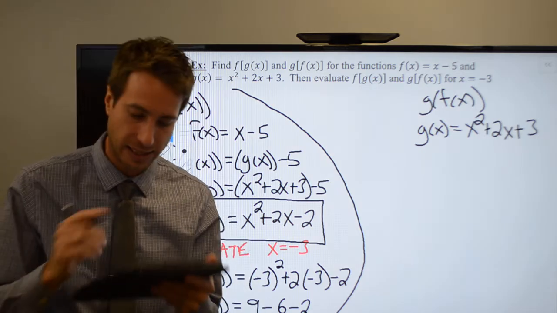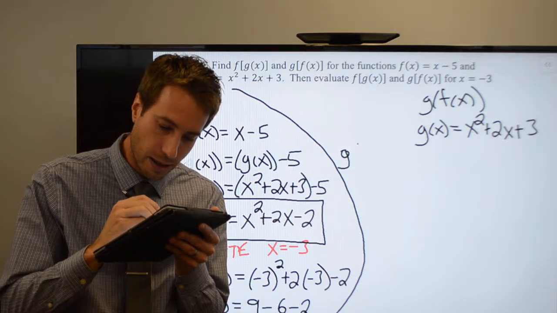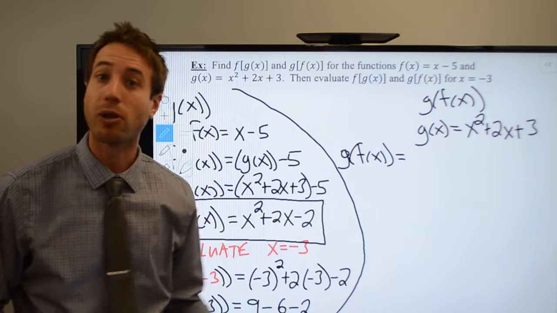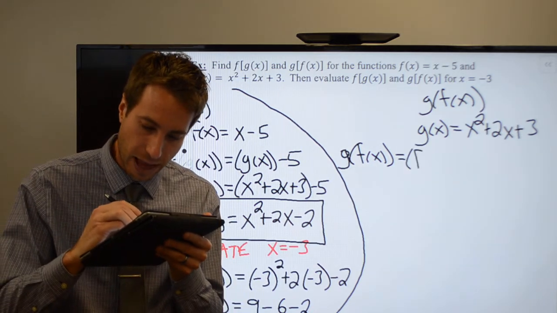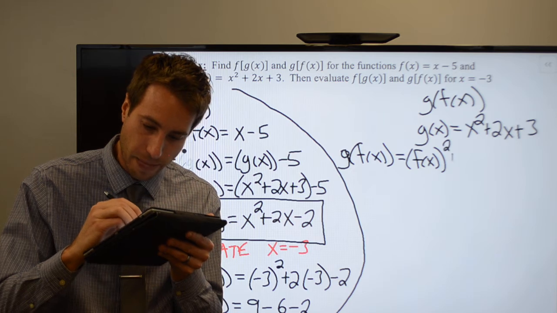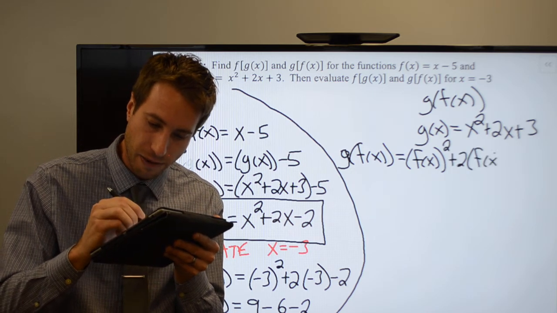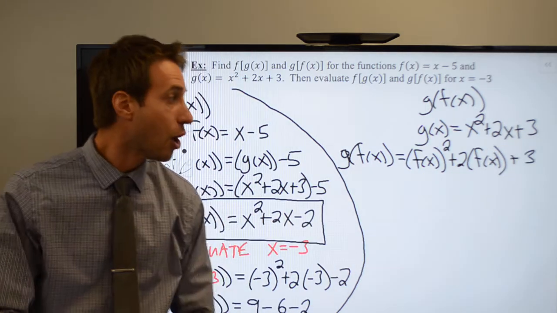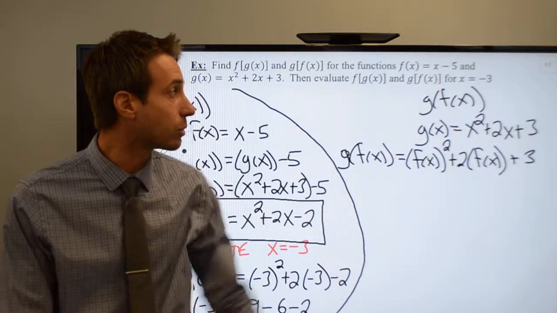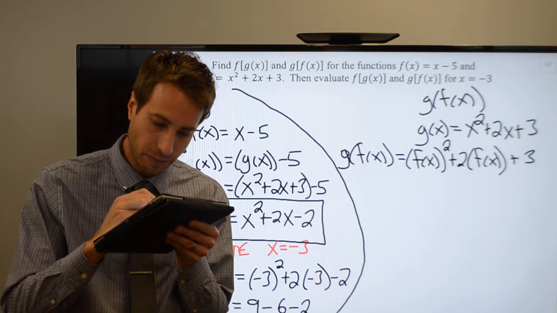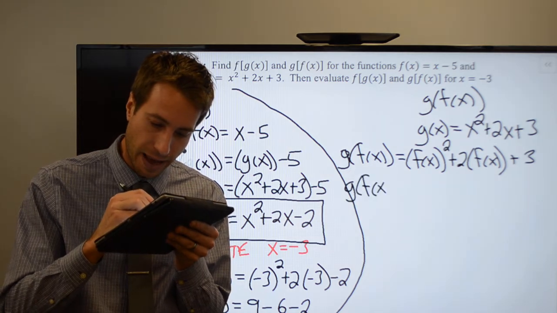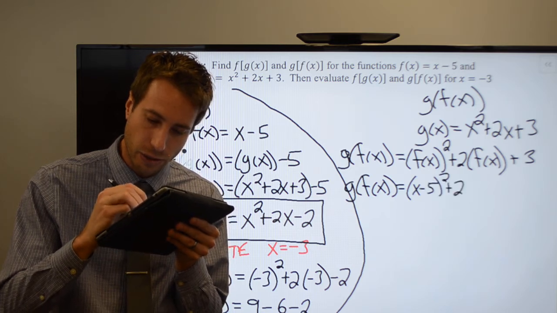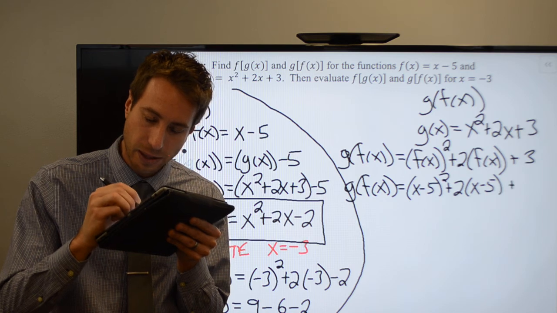I'm now going to plug f of x into that. So g of f of x means everywhere I have an x, I plug in an f of x. So f of x squared plus 2 times f of x, right? Because there's another x, plug in an f of x, plus 3. Well, what is f of x? Well, f of x is equal to x minus 5. So g of f of x is equal to x minus 5 squared plus 2 times x minus 5 plus 3.